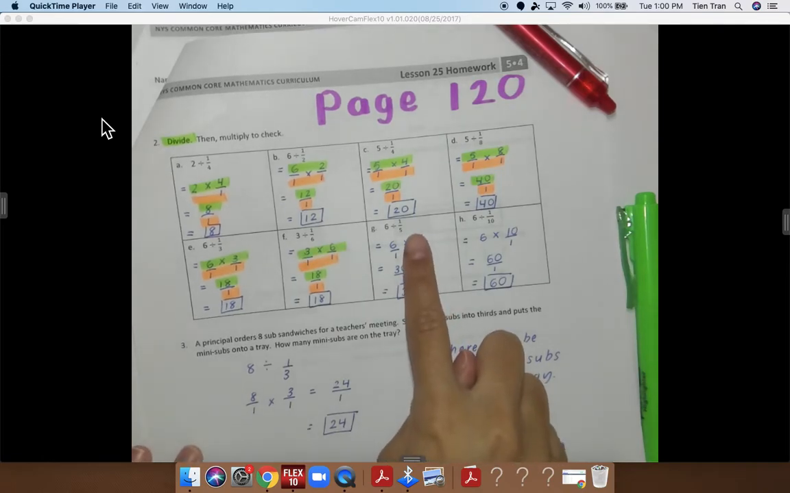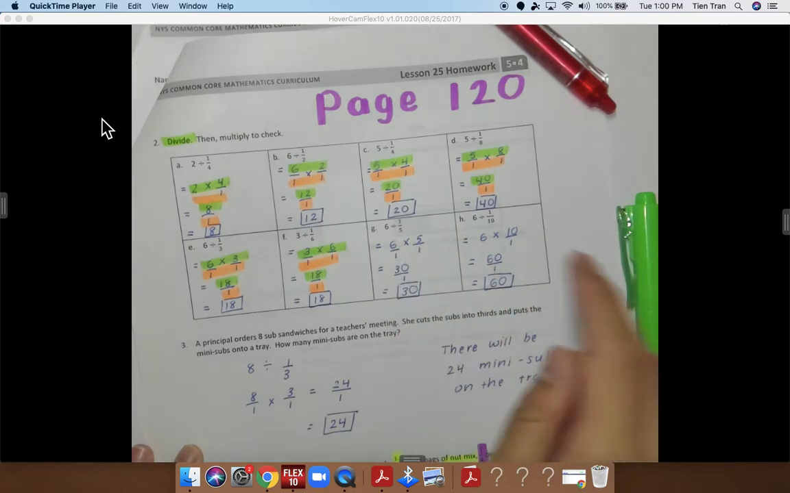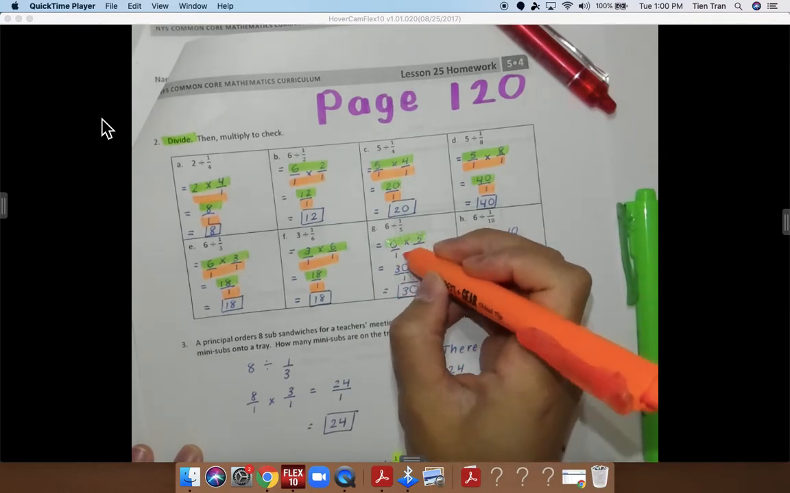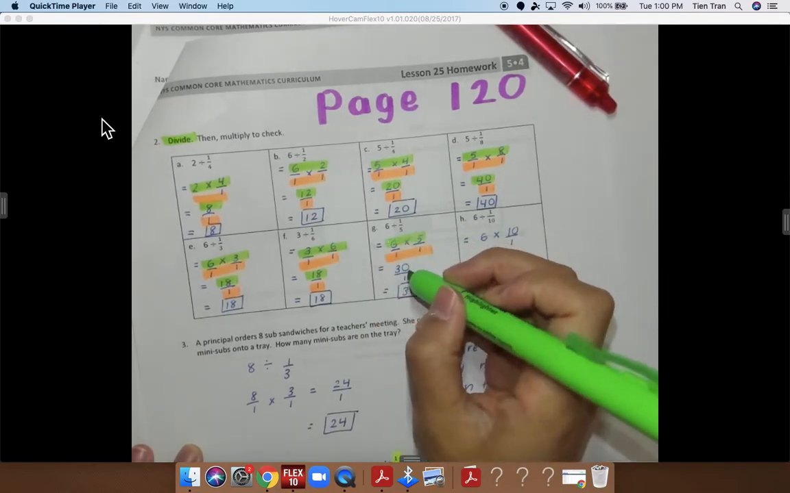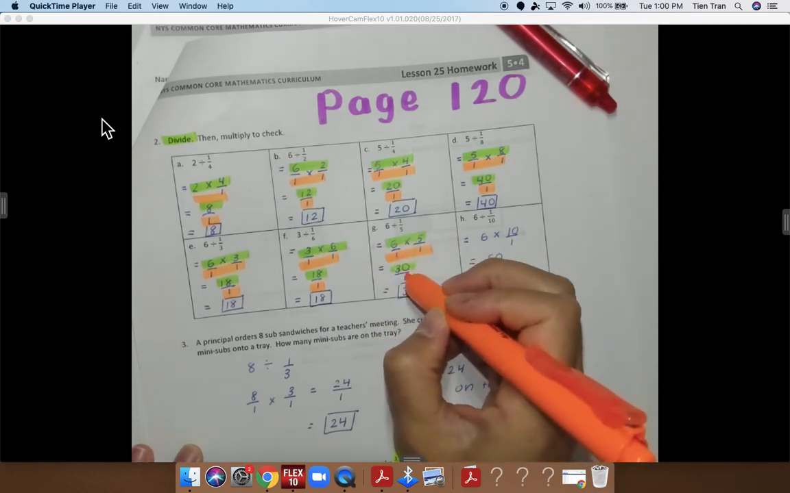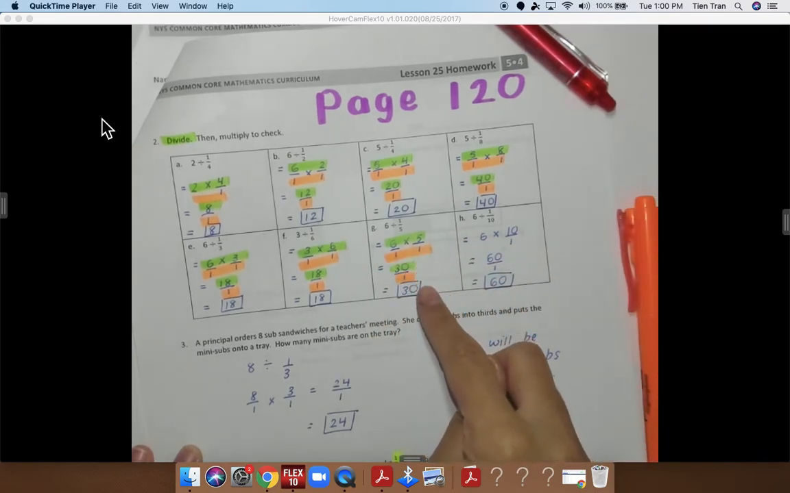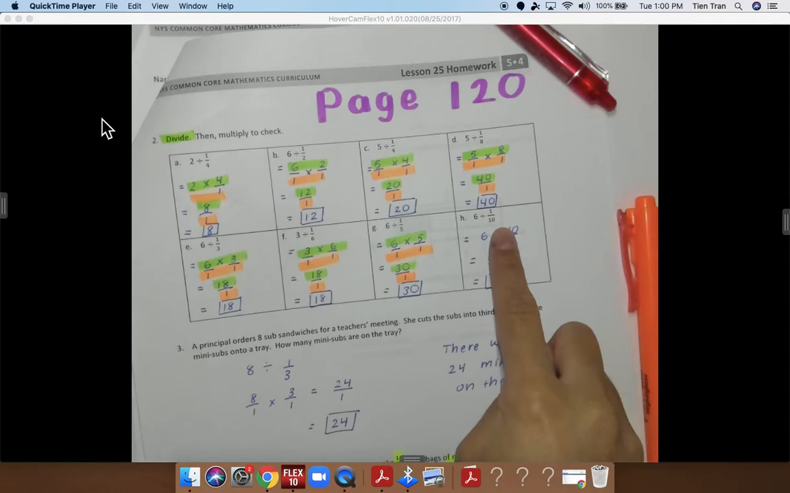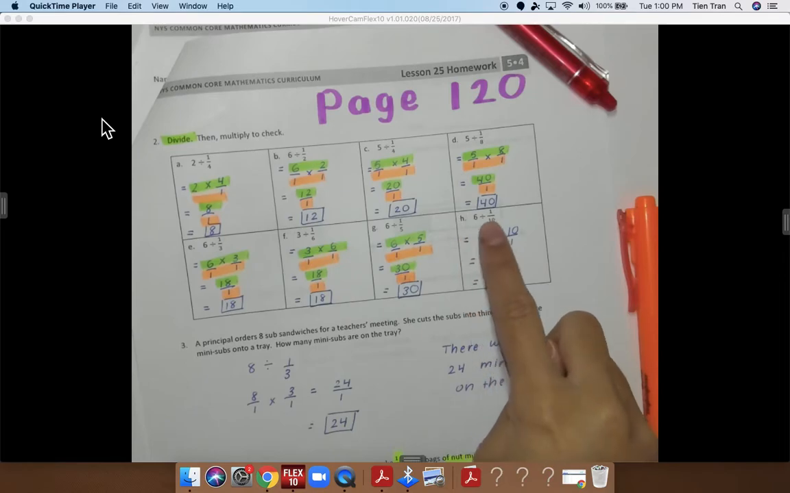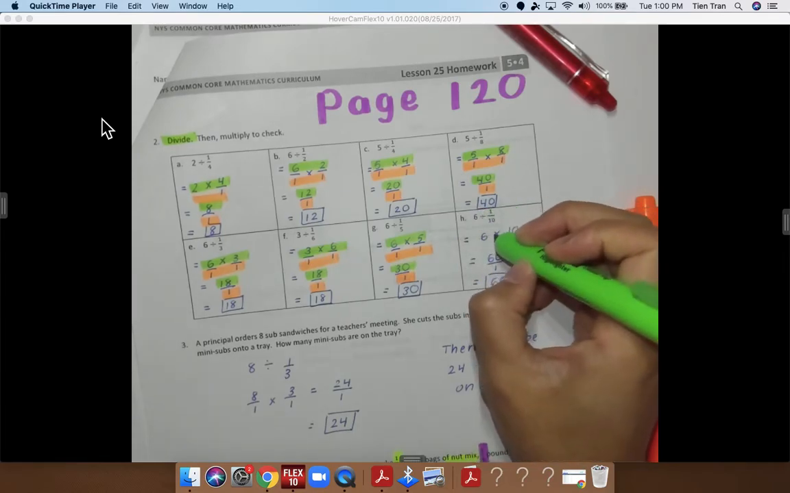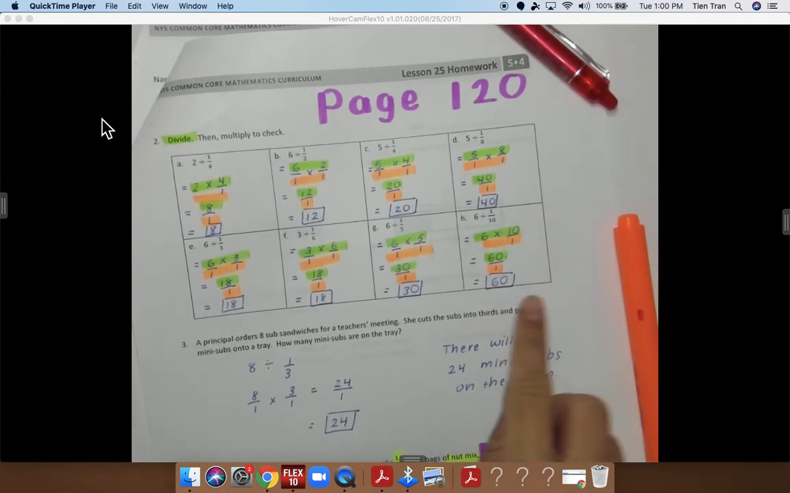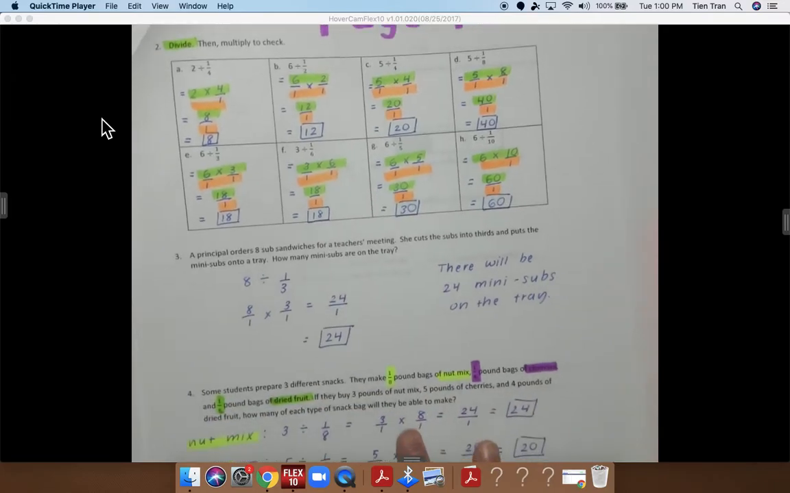And then for G, we have 6 times 5, which is equal to 30, and then 1 times 1, which is equal to 1. So we have 30 divided by 1, which gives you 30. Next, we have 6 divided by 1/10. So we're going to multiply 6 times 10, which is equal to 60. And we have 1 as our denominator, so that gives us 60 divided by 1 is equal to 60.